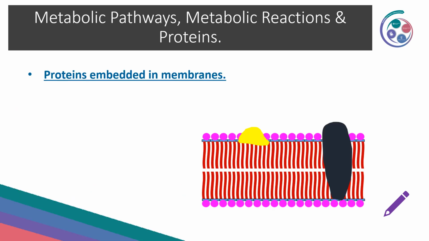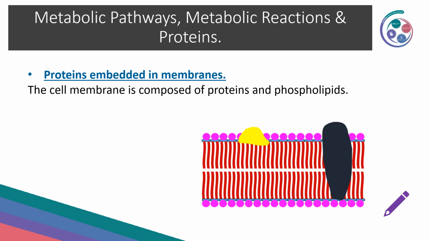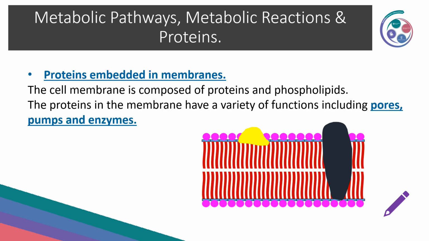Let's now have a look at the last part of this, proteins embedded in membranes. Now, from National 5, you should be aware that the cell membrane is composed of both proteins and phospholipids. So in this diagram, the big black and yellow chunks, they are proteins, and the red and pink ones that look like little matchsticks, they are phospholipids. The proteins in the membrane have a variety of functions, including pore proteins, pump proteins, and enzymes. You need to be aware of the functions of each of these proteins.